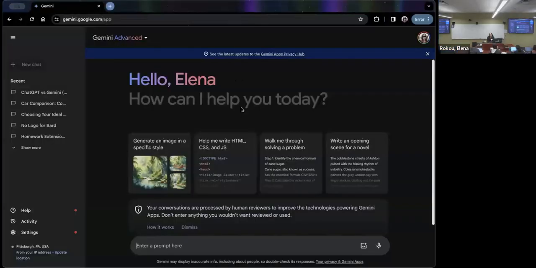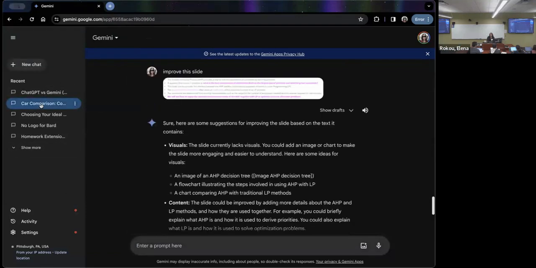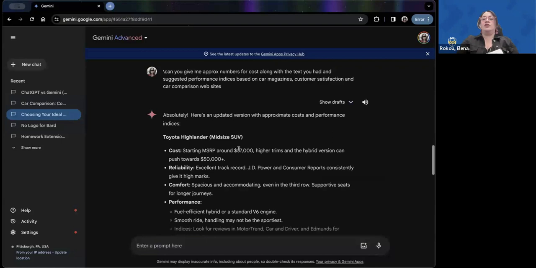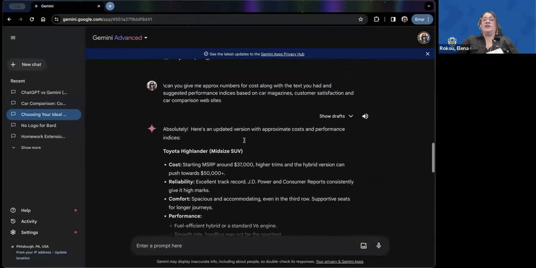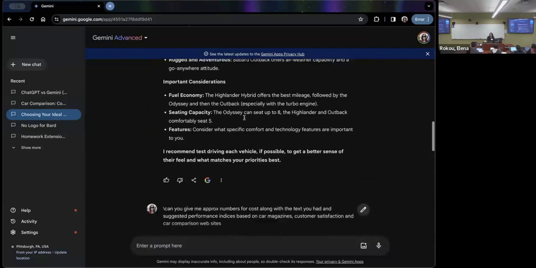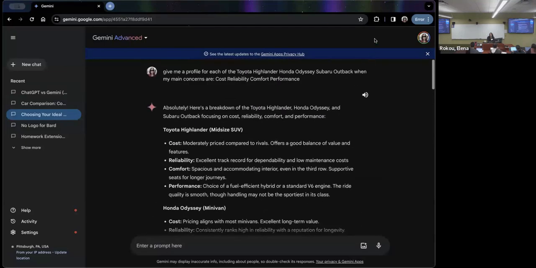And here we are. I can only do it with Gemini. That's why I'm opening Gemini for now. And here we are, choosing your ideal family car. And you see that the initial question was to give me the profile with respect to cost, reliability, comfort, and performance, right?